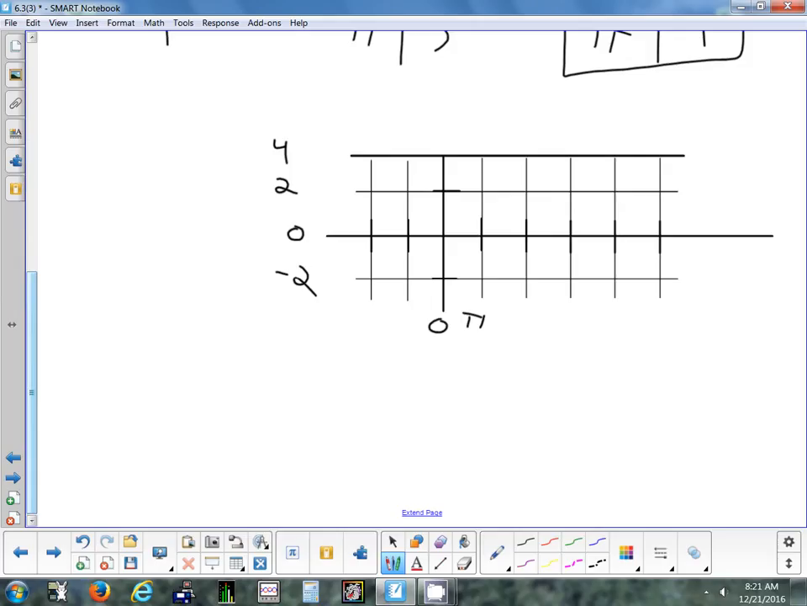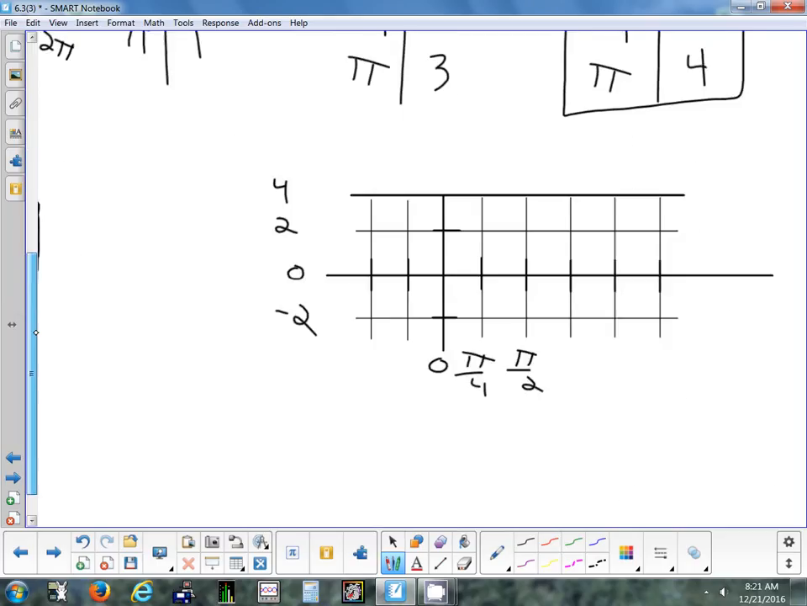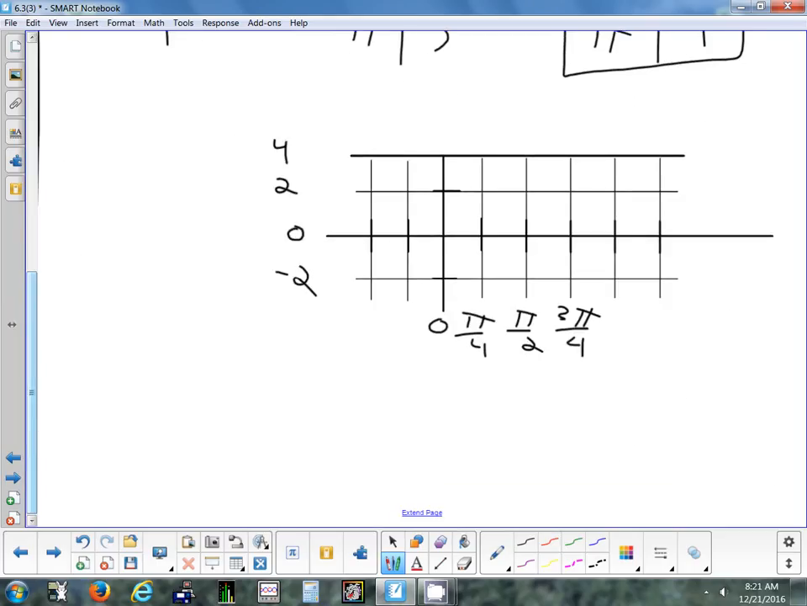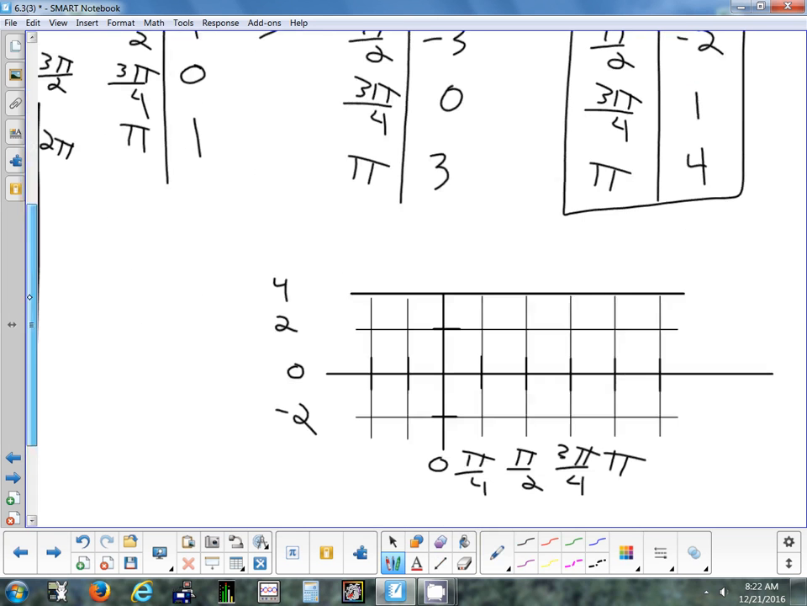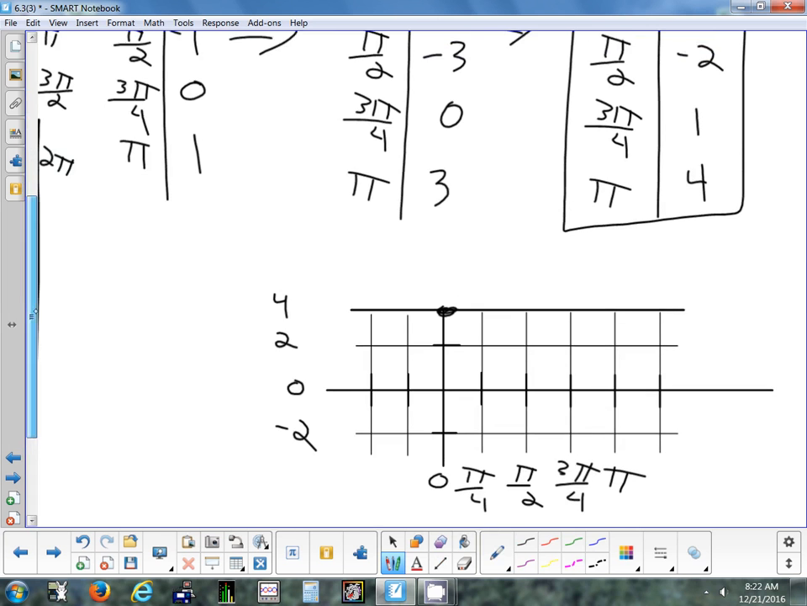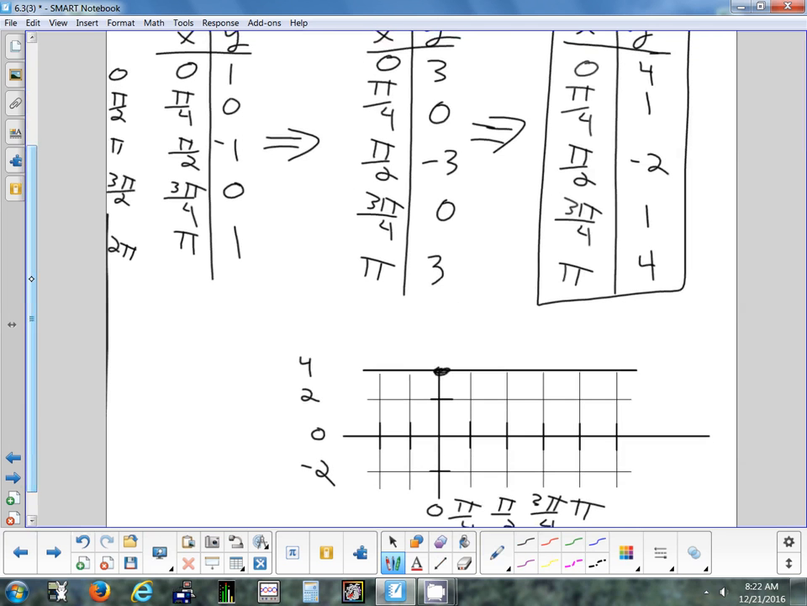So we've got 0, pi over 4, pi over 2, 3 pi over 4, and pi. Okay, now just graph your points. So we got 0, 4. Let me make it a little smaller so I can see. Pi over 4, 1. So about right there. Pi over 2 is negative 2. 3 pi over 4, we're back at 1. And pi back at 4. Okay, so there's my graph.